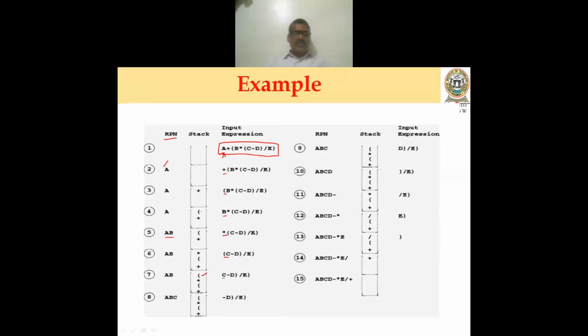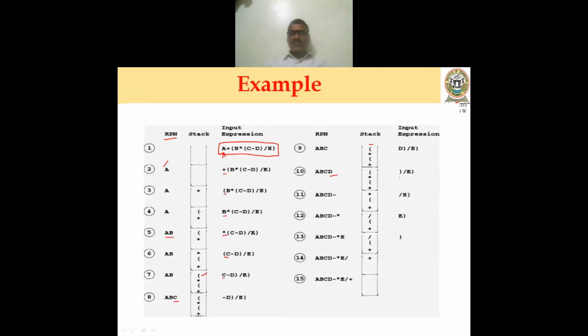Then we get C. C is an operand, so you have to add it to the RPN. Next we get minus. Once you read the minus, you check the priority of the topmost operator. Then you push this minus onto the stack. Then we read D. Since it is an operand, we add D to the RPN.